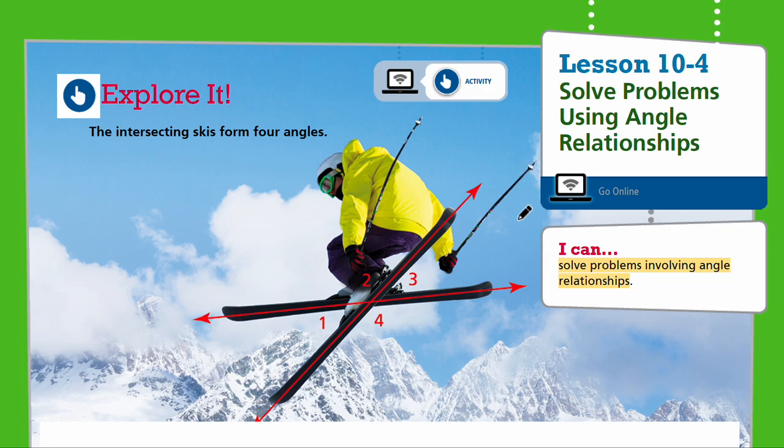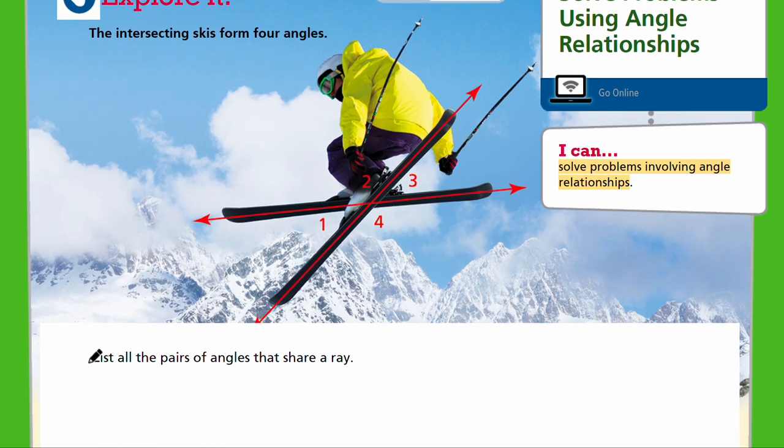The intersecting skis form four angles, as you can see over here. We have angle 1 over here when we crisscross the skis, and then angle 2 where the person is, and then angle 3 over here, and then angle 4 over here. So list all the pairs of angles that share a ray. Do you know what a ray is? A ray is a line that has an endpoint and then it has a direction going towards something.